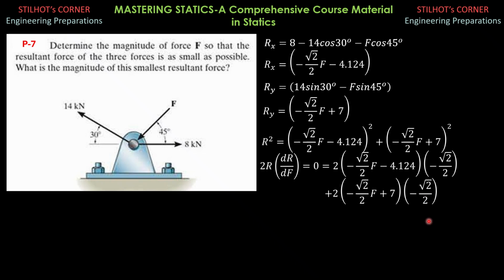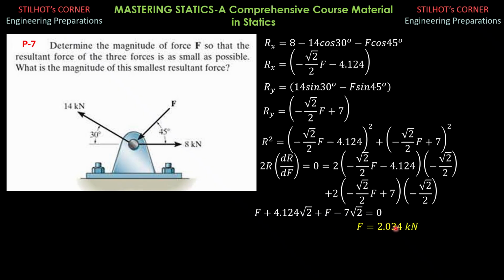Derivative inside. Then simplifying, take note, cancel 2. Negative square root of 2 times negative square root of 2 over 2 is F. Then plus 4.124 square root of 2, then plus F again, then minus 7 square root of 2 equals 0. So solving for F, F is 2.034 kilonewtons.